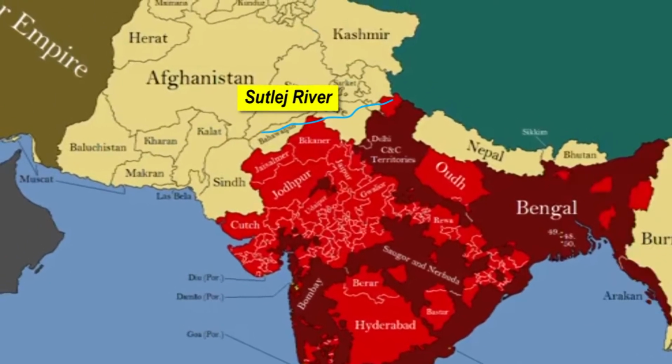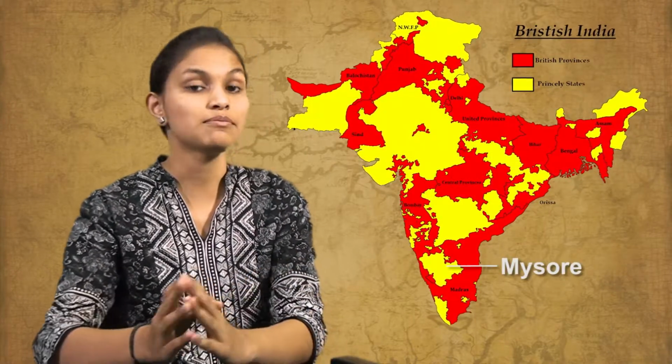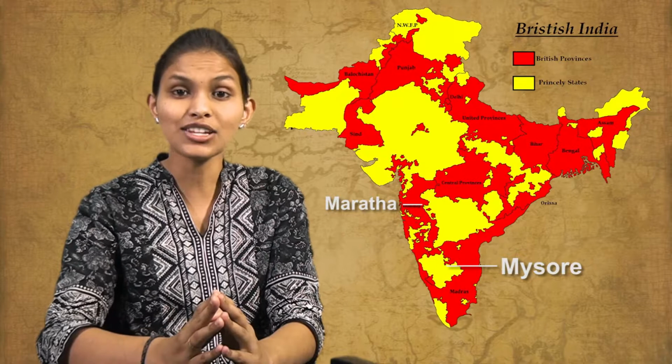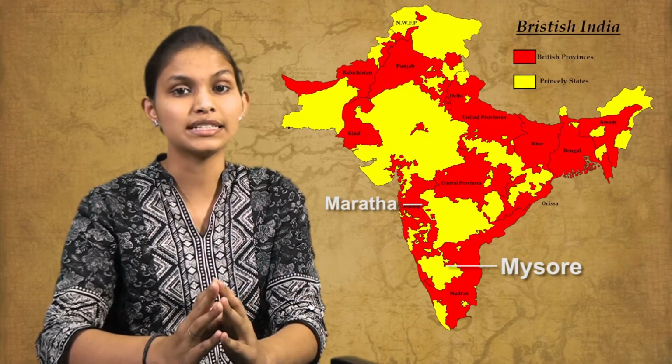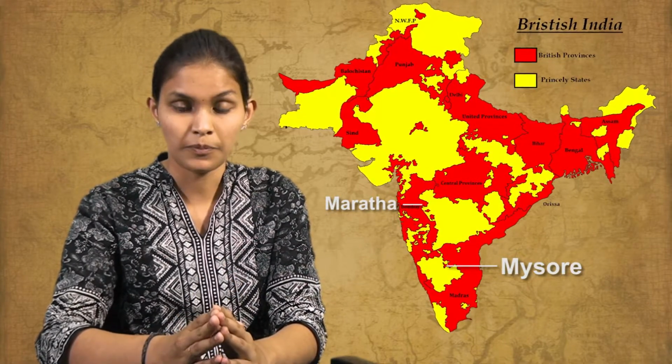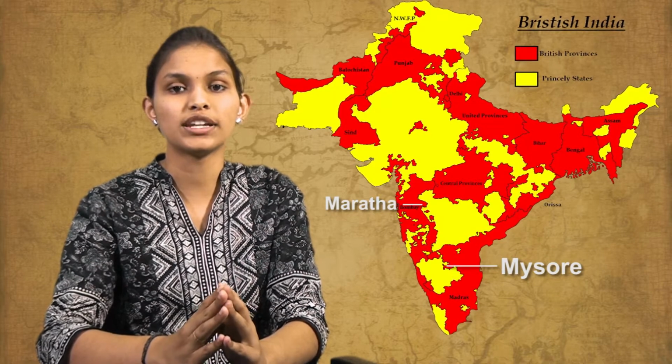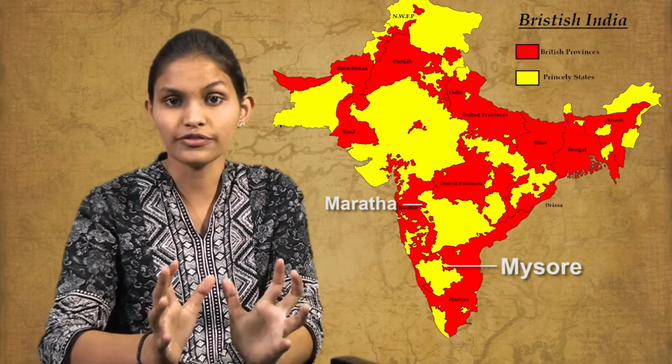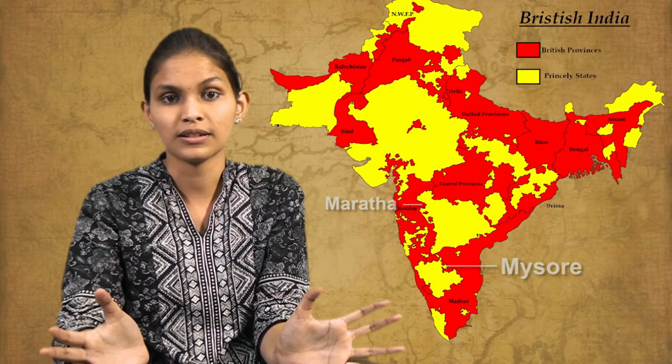of the Sutlej River. The ways in which the Company captured the kingdoms of Mysore and the Marathas clearly show that from the early 19th century, the British pursued an aggressive policy of territorial expansion.